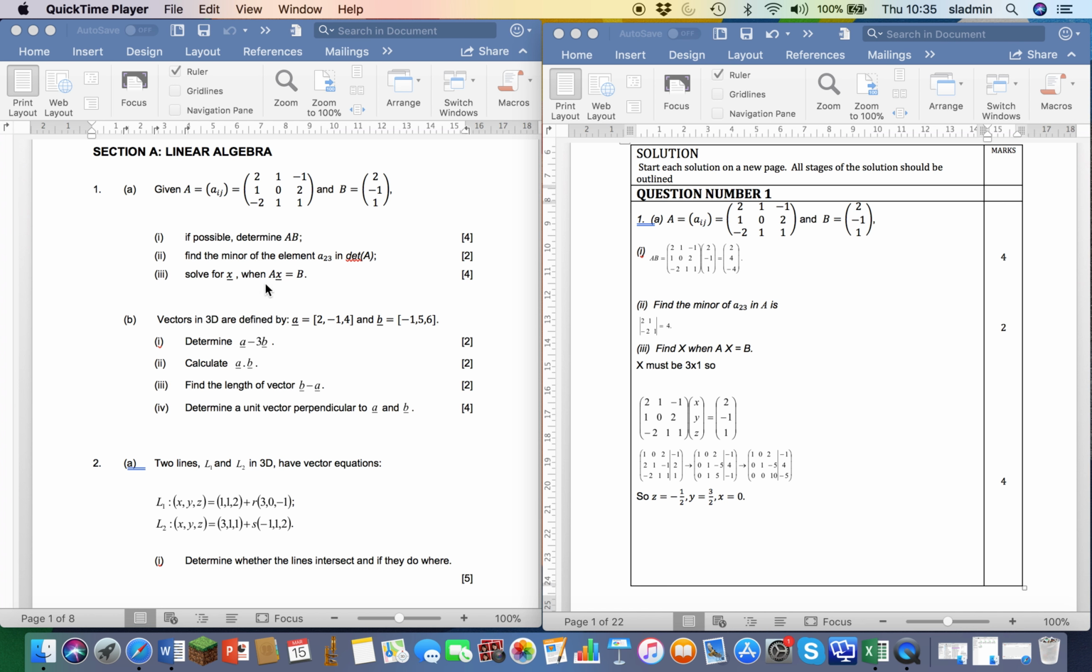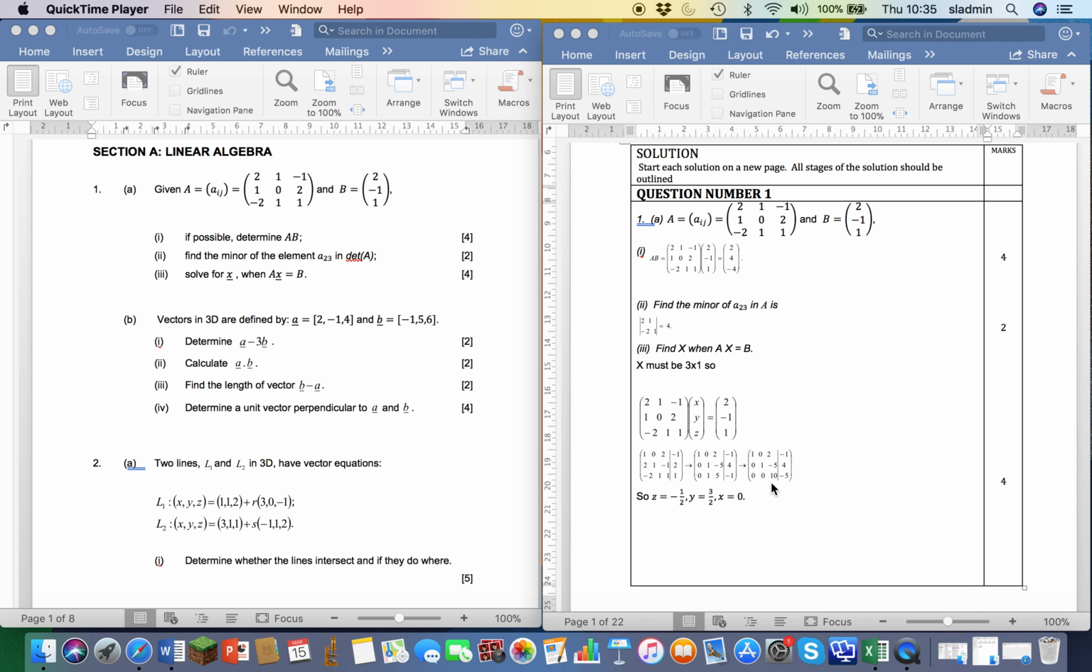The final part, we want to solve for x when A times x equals B. So here is our matrix A times x equals B. Now if you want, you could find the inverse of this matrix and then find x is A inverse times B. But you'll see here I've decided to use row reduction. So I've written down the augmented matrix. Remember, we need to get these 3 lower elements all to 0. So we perform row operations to get these 3 elements to 0.